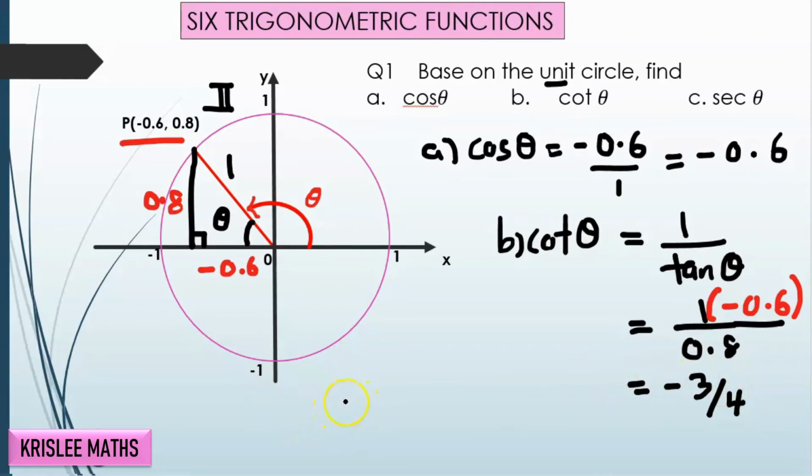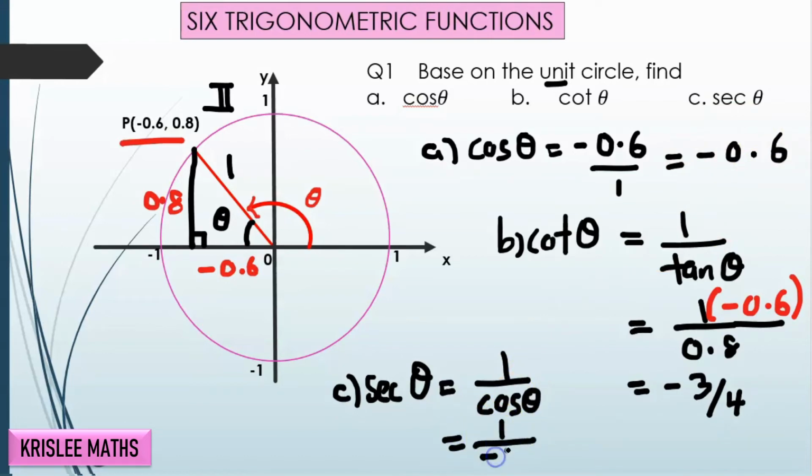Next, you have to find secant theta. So how to obtain secant? It is the reciprocal of, remember, if here is S, here should be C, that will be cos theta. So we have the value of cos theta as negative 0.6. Simplify this, you will get negative 5/3.